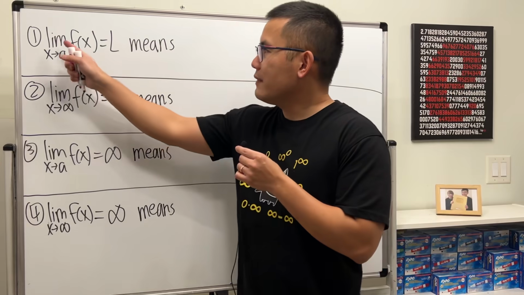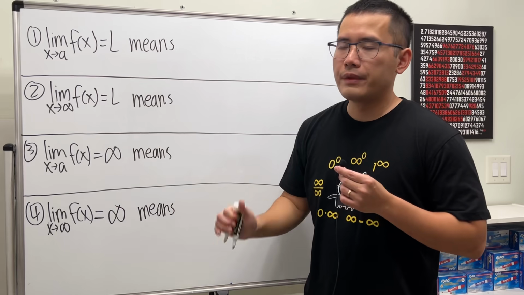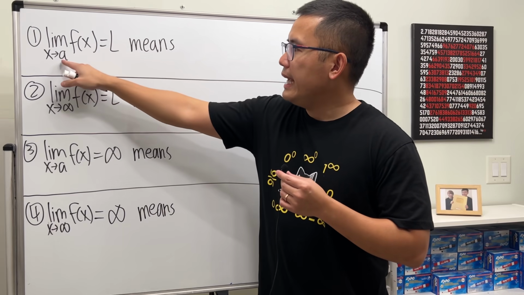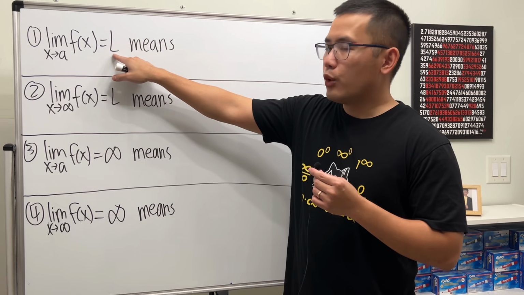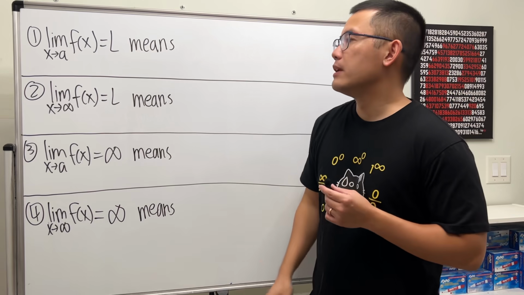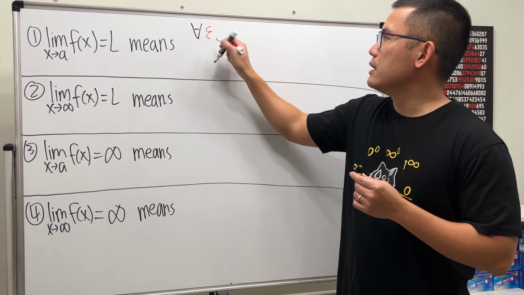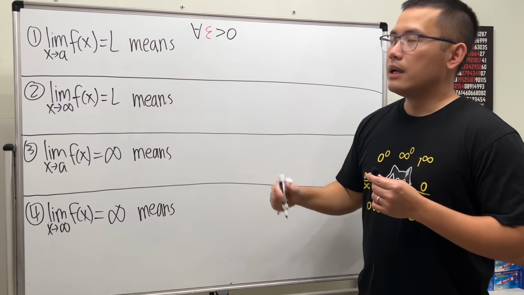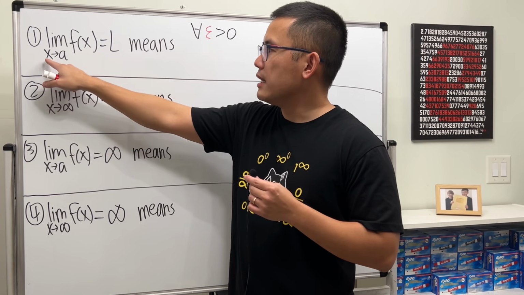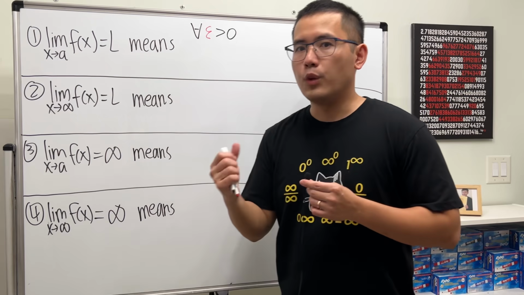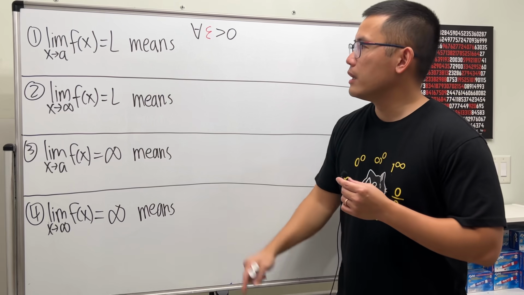Here's the first one. We have the limit as x approaching a of a function f of x, and this is equal to L. When we write this down, a and L are meant to be finite. And here's the thing. If we have L right here, we like to use epsilon. So let's go ahead and write that down. First, we have for all epsilon, which stands for error, for all epsilon greater than 0. And you see that right here it says x is approaching a, and here we like to use delta. So this is the classic epsilon delta definition.